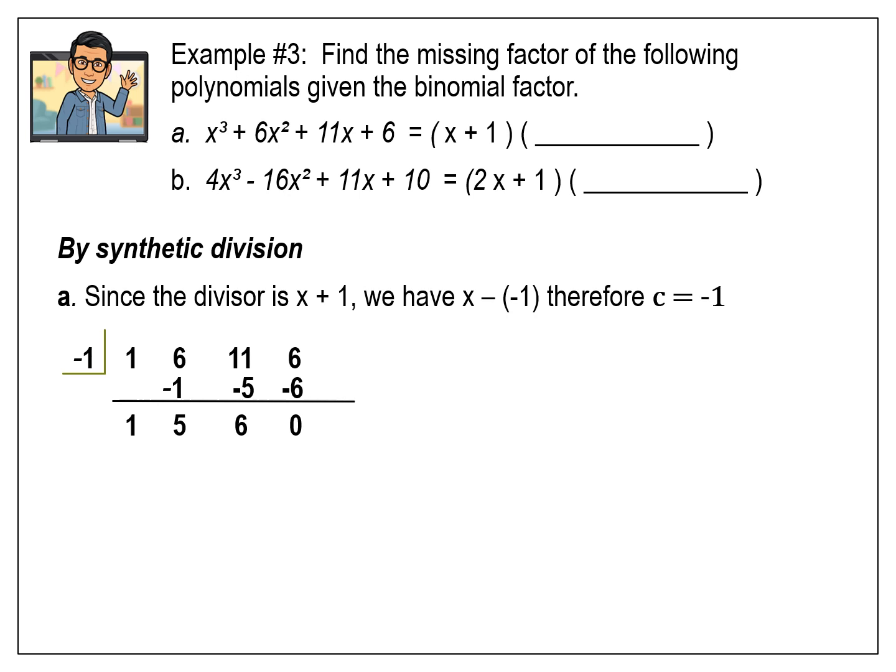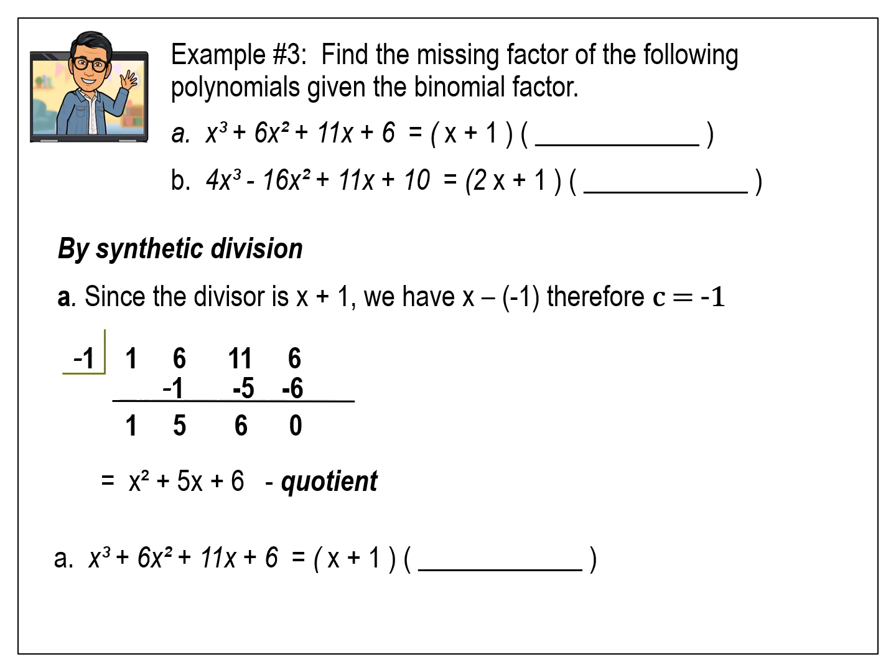So by using synthetic division, you bring down 1. 1 times negative 1 is negative 1. And then 6 plus negative 1 is 5. 5 times negative 1 is negative 5. 11 plus negative 5 is 6. So 6 times negative 1 is negative 6. Then our remainder is equal to 0. So 1, 5, and 6 are the numerical coefficients of our quotient. So our quotient is x squared plus 5x plus 6. Therefore, this will be our missing factor.